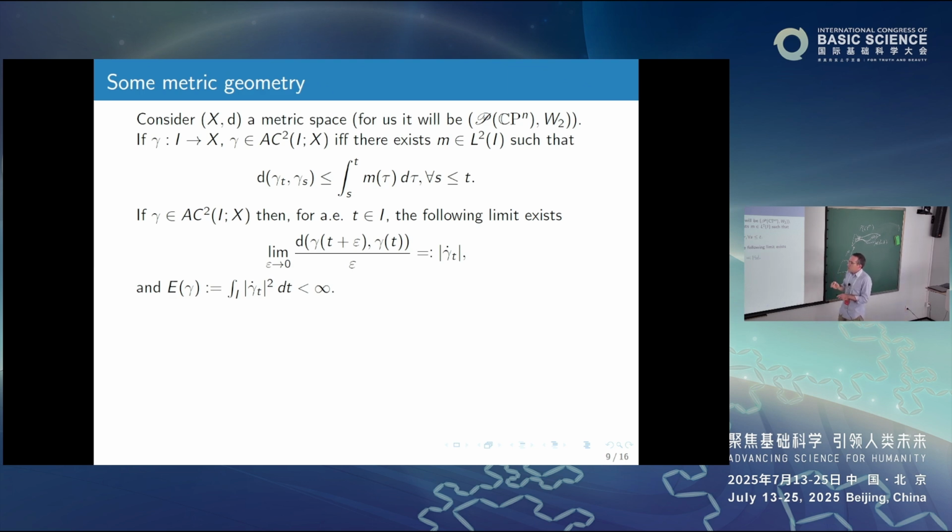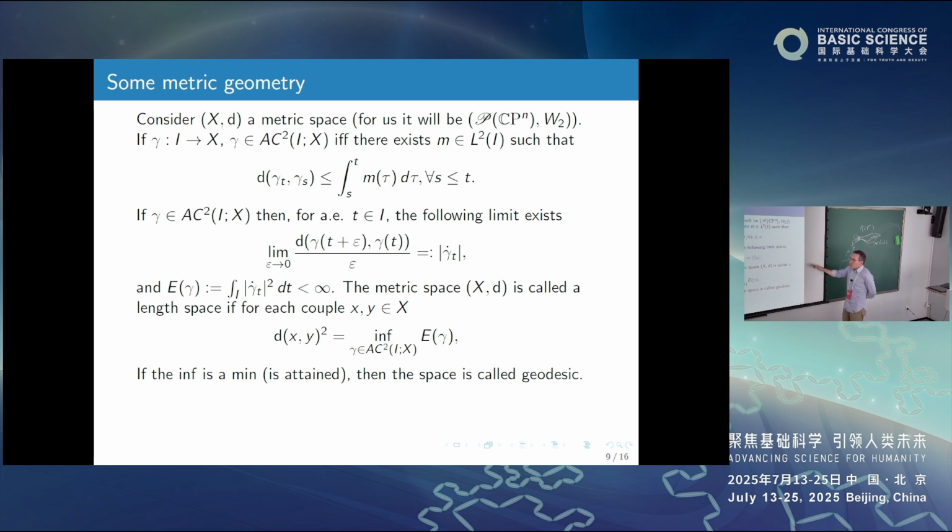This function gamma, so curve, will be absolutely continuous of power 2. Then you can define the metric speed, which will be just the limit of the distance between subsequent points. So you're taking just the incremental ratio, but with the distance, because this is the only thing that you can do. And if the curve is AC2, you see that this function here will be in L2 and will be the energy of the curve.